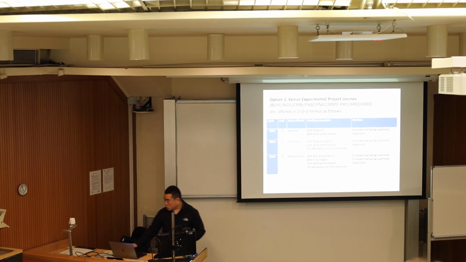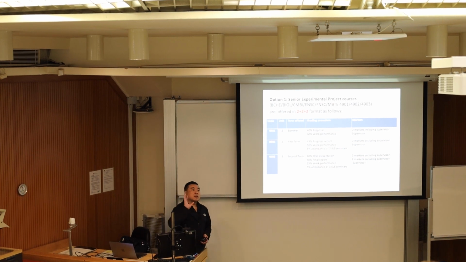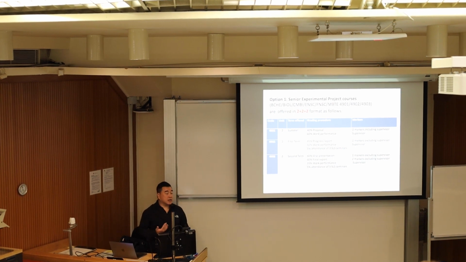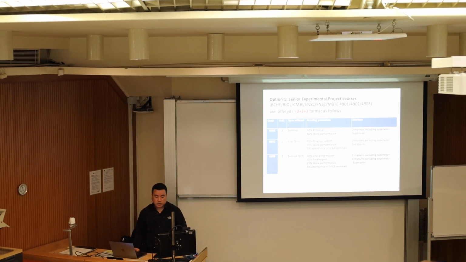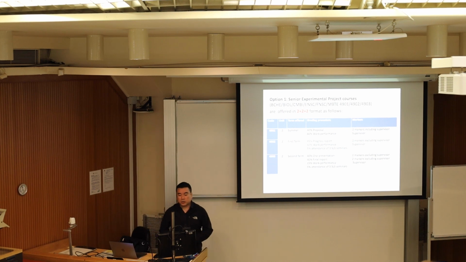Okay, for 4901, the grading requirement looks pretty simple. 60% proposal. That's all you need to submit. You do not need to submit any preliminary data whatsoever. But we are expecting you to start generating preliminary data. Then 40% of your grade will be coming from your supervisor. He or she is going to grade your work performance: whether you are being responsible, how quickly you are learning the techniques, how much time you are spending in the lab.